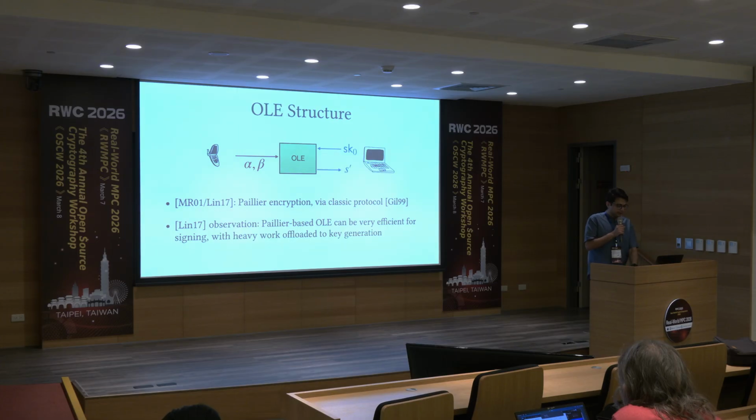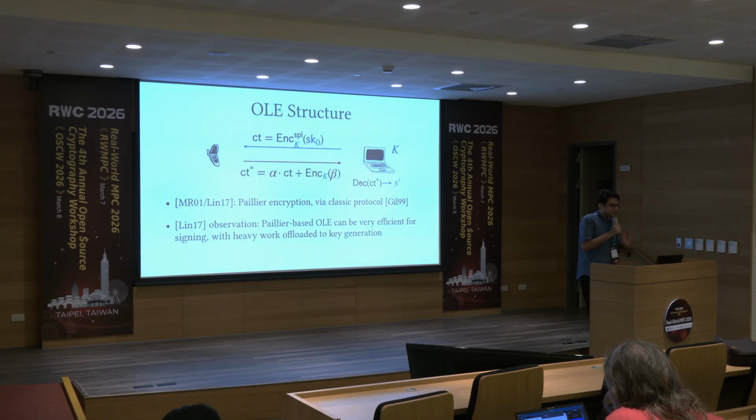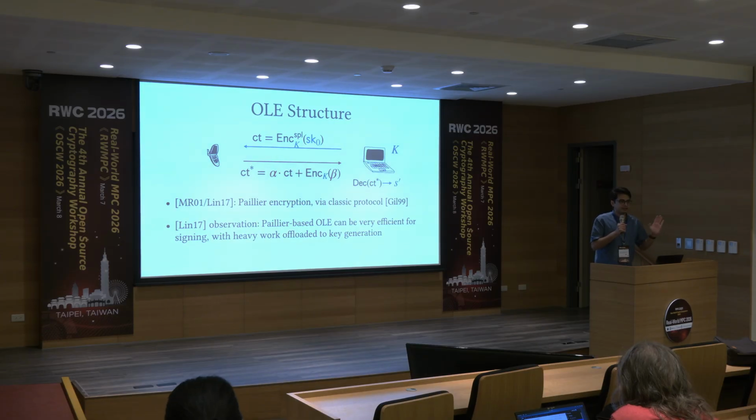At a high level, basically, the laptop in this case, that's the OLE receiver, sends sk0 encrypted, and then the phone sends back this linear function using the homomorphism of the encryption scheme. It leverages the additive homomorphism to compute an encryption of the output, which the laptop then decrypts. Again, I'm hand-waving a lot of details here, but this is the high-level idea.